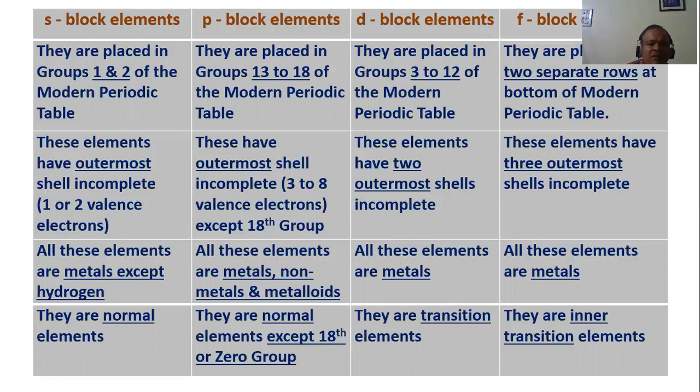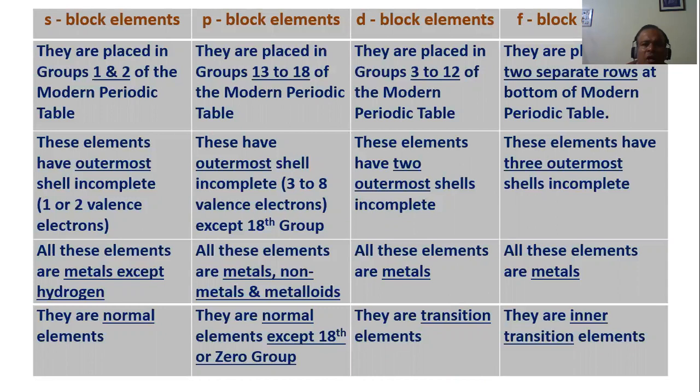So what are S block elements? They are the elements placed in groups 1 and 2 of the modern periodic table, and these elements have their outermost shell incomplete. They either have one or two valence electrons. What is a valence electron? In other words, they have one or two electrons in their outermost orbit or outermost shell. All these elements are metals except for hydrogen. Remember, hydrogen is in group 1, on top of lithium, if you can see on page 23. So except hydrogen, which is a non-metal, all the others are metals, and all these S block elements are normal elements.